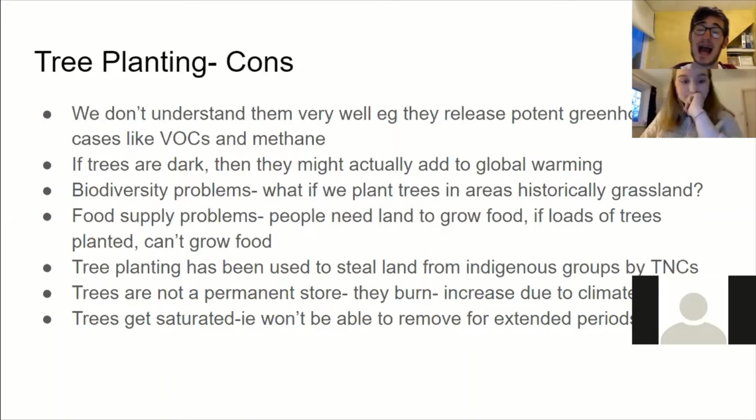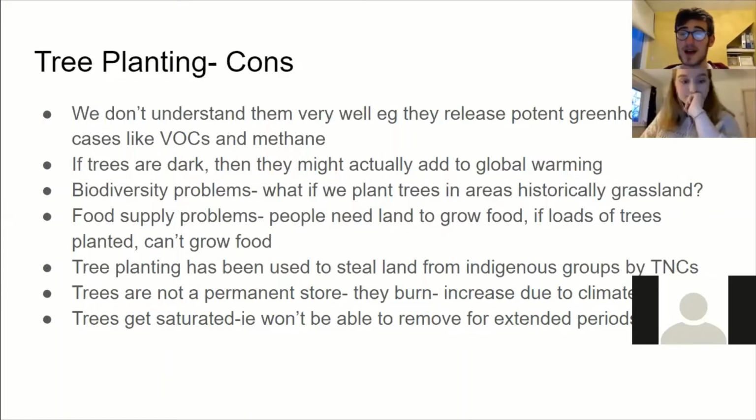Also, tree planting has been used as an excuse to steal land from indigenous groups by large transnational corporations. Personally, I'm not the biggest fan of stealing land from indigenous groups, which are also already some of the most oppressed groups on earth. Trees are also not a permanent store of CO2. Trees burn. And the trees burning is only going to increase due to climate change. This is not like a safe mechanism of removing carbon dioxide from the atmosphere.